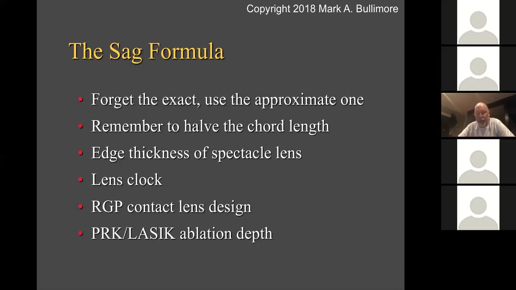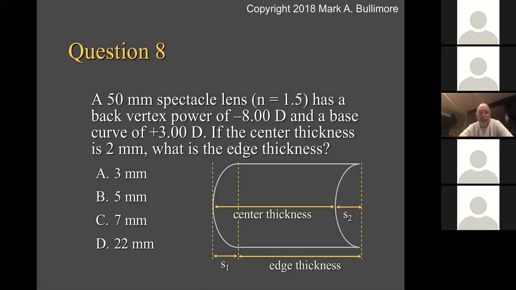What I would encourage you to do is to forget about the exact one and just remember the approximate one. I had lunch with the first years a couple of weeks ago, and I said, I can't remember the exact sag formula, but I can derive it. I don't waste brain cells on it. I waste brain cells on a lot of other things, but I just remember the approximate one. And again, with the sag formula, an easy mistake to make is to use the diameter of the lens rather than halving it and using the chord length. Okay, so let's look at this problem here.